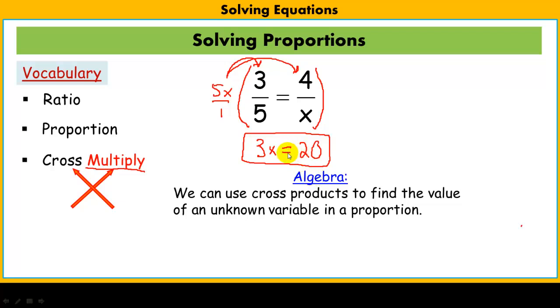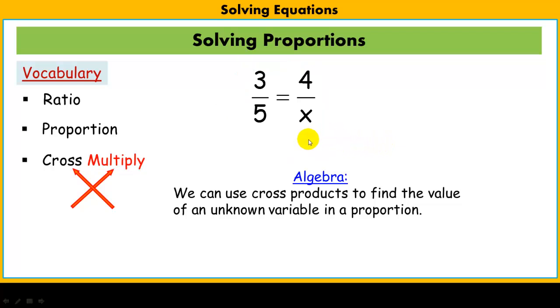And that's why, notice that 3x equals 20, because that 3x equals 20 is something that we would get when we cross multiply. So here's how it's taught. X times 3 is 3x equals 5 times 4 is 20. Remember, that was the same thing as we got when we cleared the fraction.